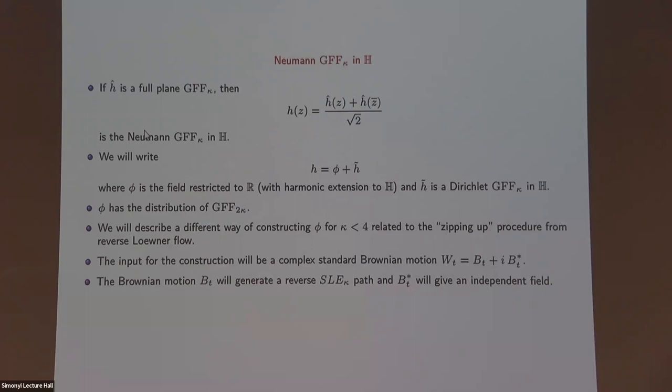And now what I want to do is describe one way to create this field, which is going to help understand it when we try to exponentiate. Okay. I'll say a different way of constructing it for kappa less than 4. Some of what I'm going to say will work for kappa bigger than 4, but we'll just think kappa less than 4. It's related to the zipping up procedure. Now, the difference here is that instead of having a stochastic integral with respect to a real Brownian motion, there will be a stochastic integral with respect to a complex Brownian motion, which is just 2 independent real Brownian motions. And roughly speaking, the B_t will generate an SLE path, and B_t star will generate an independent field along the way.